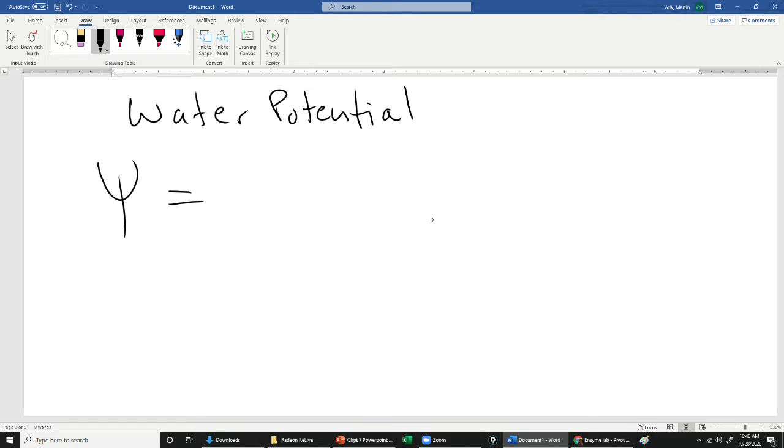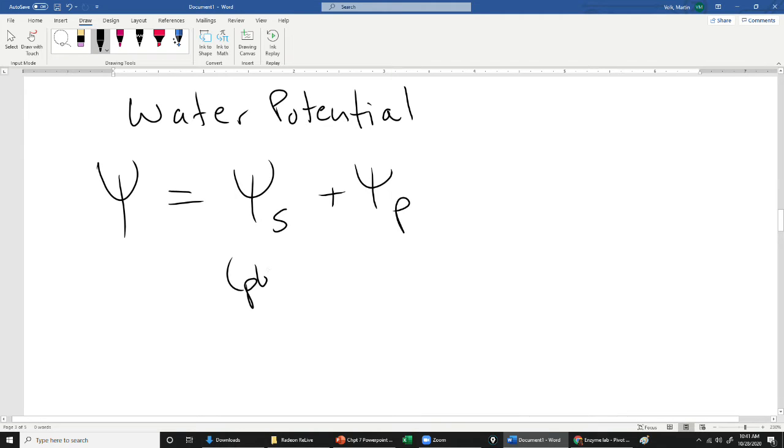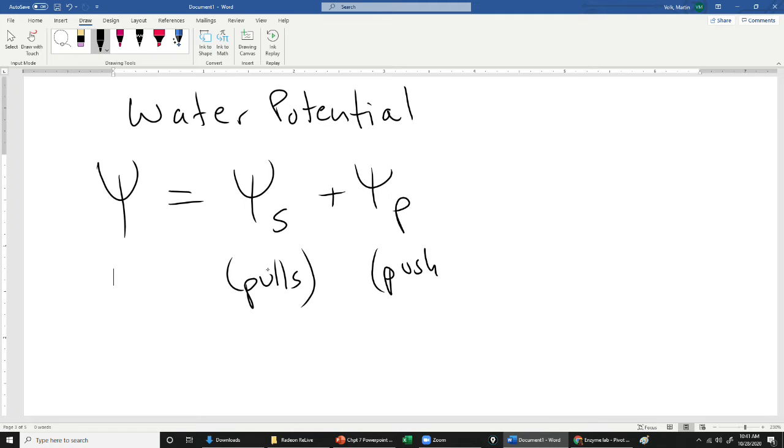So water potential comes with this formula. It's solute potential and pressure potential. So there's two components to it. Solute potential, so that's the tonicity of the solute drawing the water to it. And then pressure potential is basically the pushing of water away from where the high pressure is. So this thing pulls the water towards it, like that's what salt would do or sugar. And pressure basically pushes the water away from it.